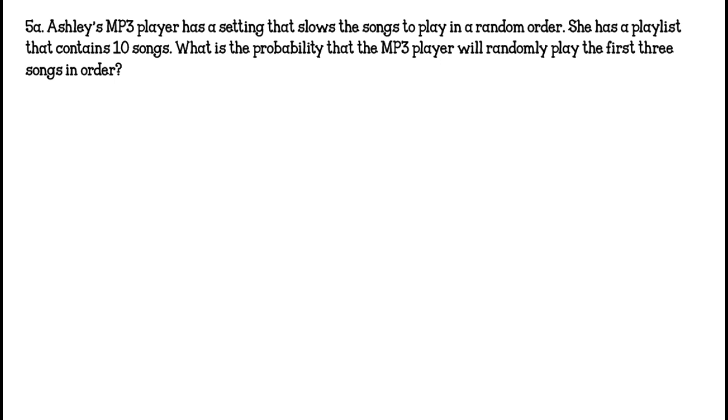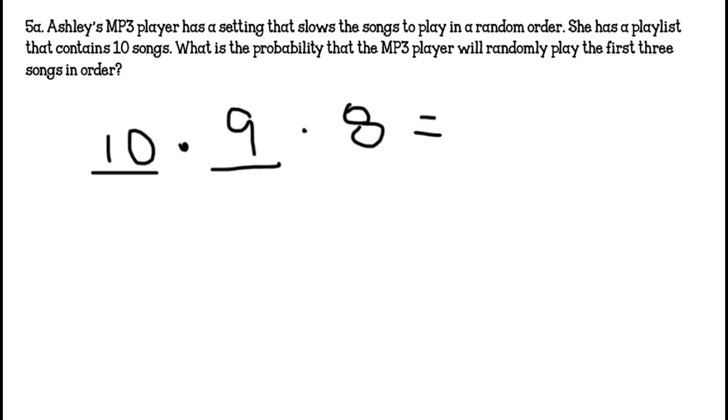Ashley's MP3 player has a setting that plays songs in a random order. She has a playlist that contains 10 songs. What is the probability that the MP3 player will randomly play the first 3 songs in order? So, for the first song, there are 10 possibilities, 9 for the second, and 8 for the third. So you take 10 times 9, which is 90, times 8, which gets you 720. So the probability that they'll play in order is 1 over 720.